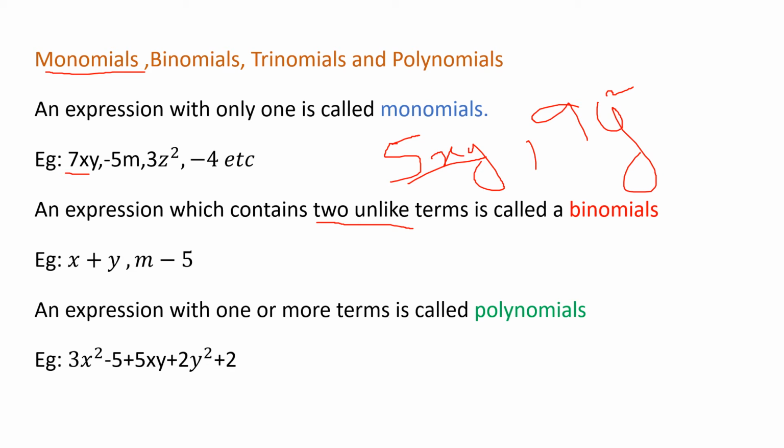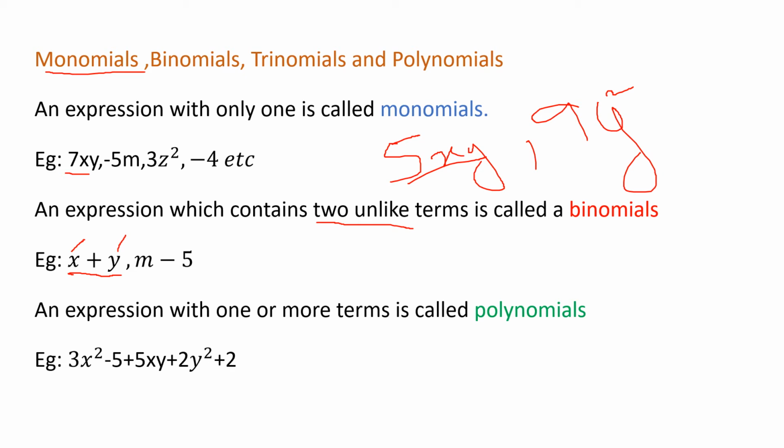Look at here. x plus y. x is a different term and y is a different term. This is one expression, x plus y. So in this expression, we are having x and y. So this is binomial. It is having two terms.